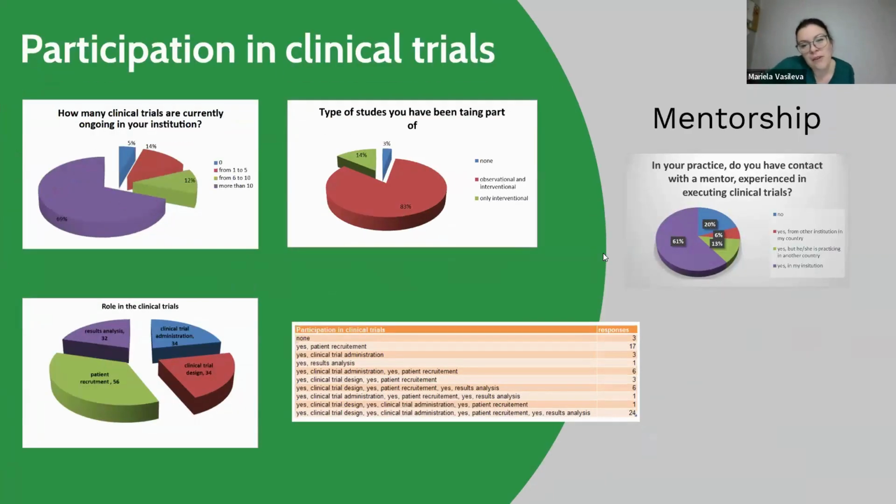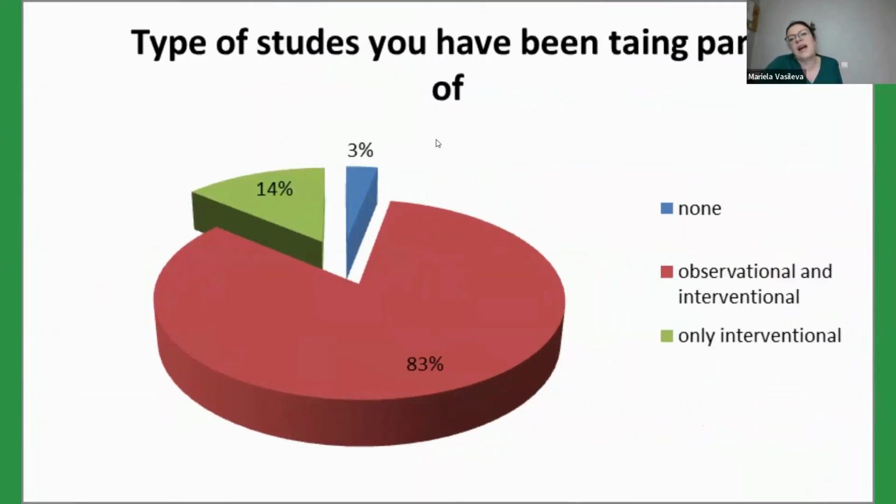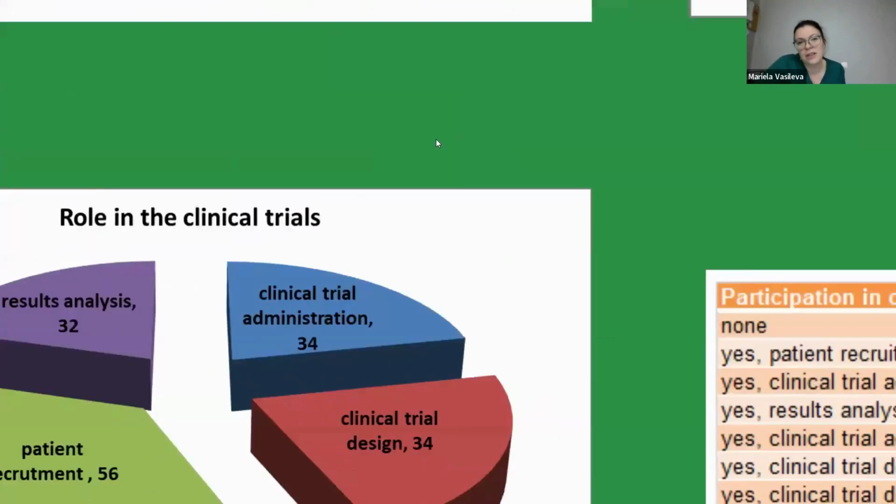So if people have participated in clinical trials, how many clinical trials are currently ongoing in their institution? Again, almost 70% say yes, that we have more than 10 trials now ongoing in our institution, but there are also people who say there is not a single trial in their institution. What kind of trials have they been taking part in? Most of the people have been taking part in both observational and interventional trials. And again, some in none.